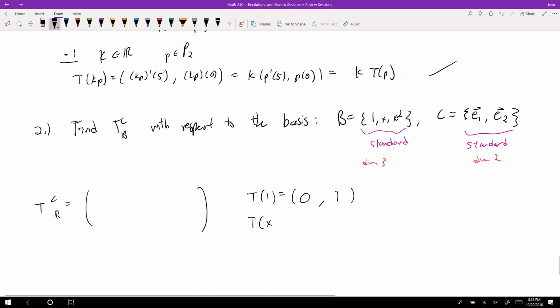Now, next one, I do T of x. What is that equal to? I take the derivative of x, which is 1, and evaluate it at 5. So I get 1. And now, the second entry, I take x and evaluate it at 0. That bar with the 0 just means I'm evaluating x at 0, kind of what you do after an integral. So what is this equal to? Yeah, 1 comma 0.